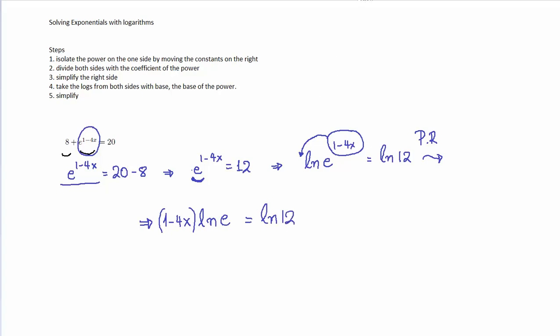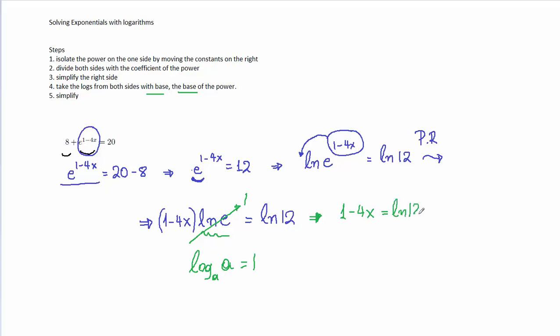Now, I want to remind you that the reason we selected the logarithm base to be the base of the power is in order to create this beautiful logarithm that is equal to 1. Why? I want to remind you that the rule says log base a of a is equal to 1. That's always true. So now I got rid of my logarithm. I brought the exponent down, so it's easier to solve. It is equal to ln of 12.